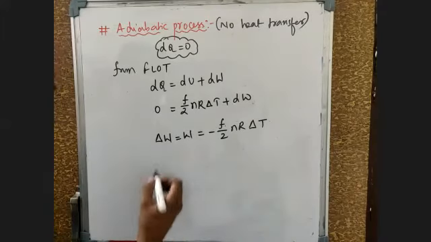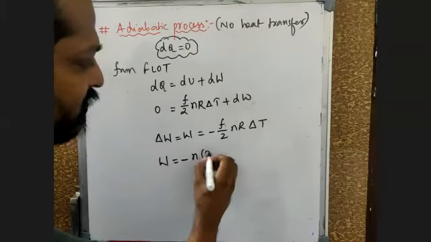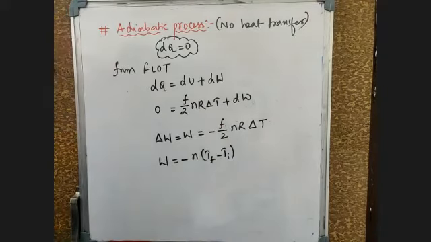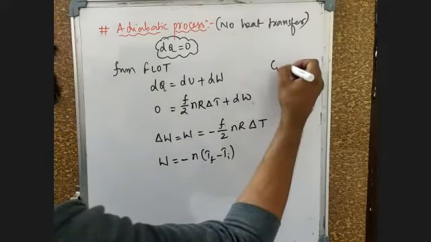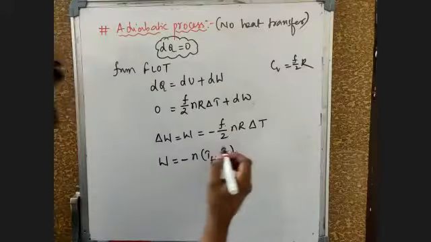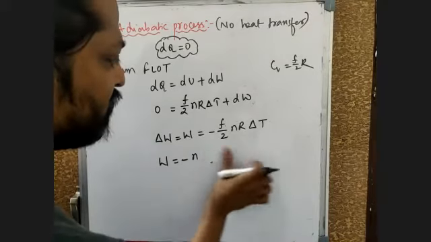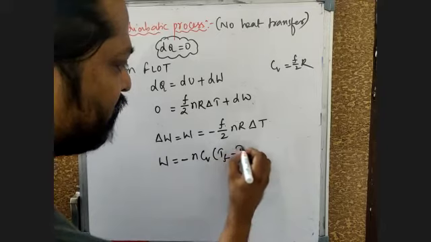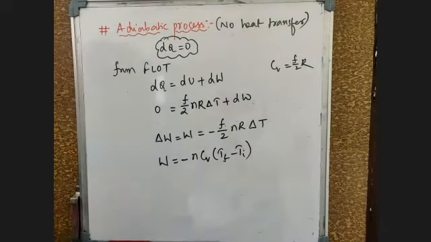Yes, sir. Now see, f by 2 R is nothing but what, beta? It is minus of n delta T, I'll write as T final minus T initial, into f by 2 R. f by 2 R is nothing but what? CV or CP? Sir, it is CV. CV. So I can write this as n into CV into dT, and dT is nothing but T final minus T initial. Can I write like this?